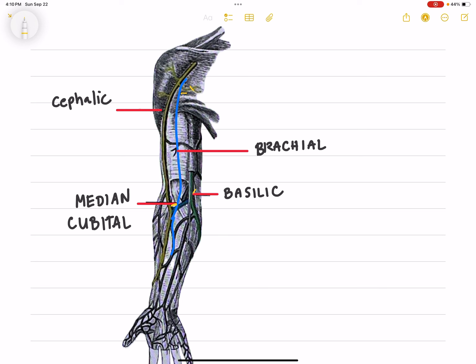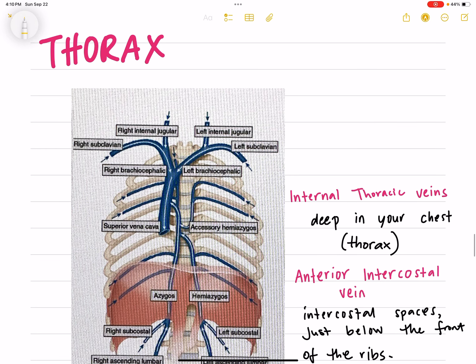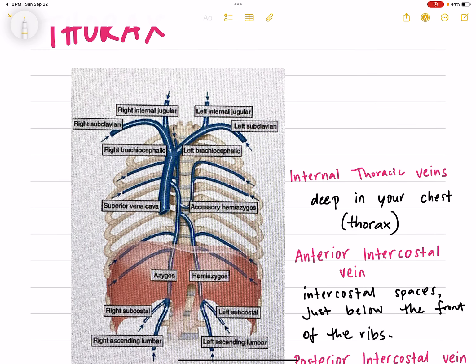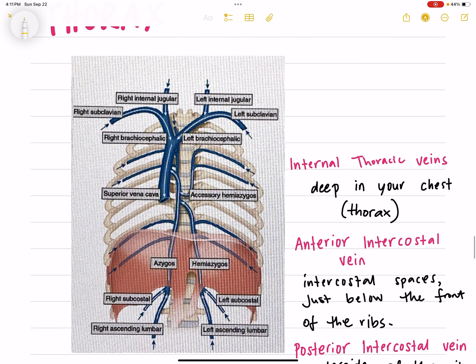So, the brachial vein, ang brachial vein naton, empty into the axillary vein. So, the veins of the thorax. So, we have right and left brachiocephalic vein. Okay, so major veins na siya that returns blood from thorax to superior vena cava.